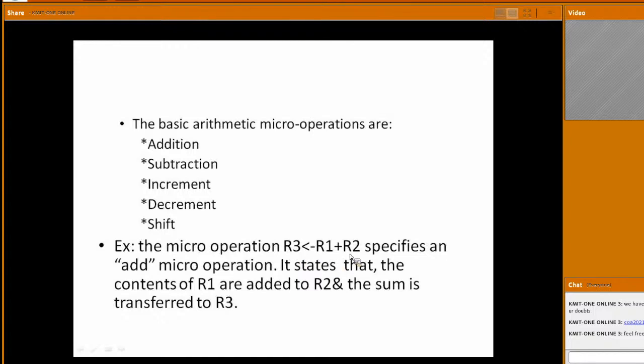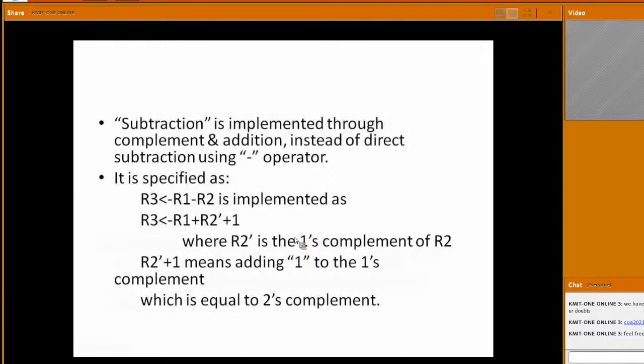This micro operation specifies the add micro operation. What data is added? It is adding the content of R1 and the content of R2, and the result is placed in register R3, or the sum is placed in R3. This is what the add arithmetic micro operation does.